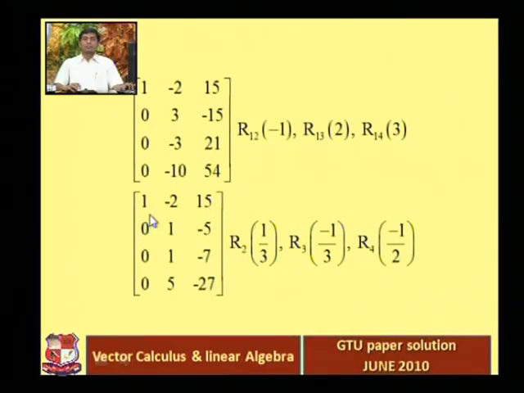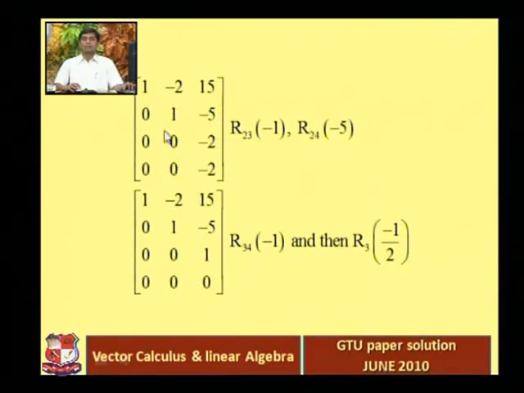So you will get the first row the same, 1 minus 2, 15. The second row we divided by 3, so you will get 0, 1, minus 5. Next we divided the third row by minus 3, so 0, 1, minus 7, and the fourth row we divide by minus 2, so we will get 0, 5, minus 27. Now this is our leading entry in the second row. Below that leading entry we want to make 0. So we multiply the second row with minus 1 and add into the third row, and we multiply the second row with minus 5 and add into the fourth row.